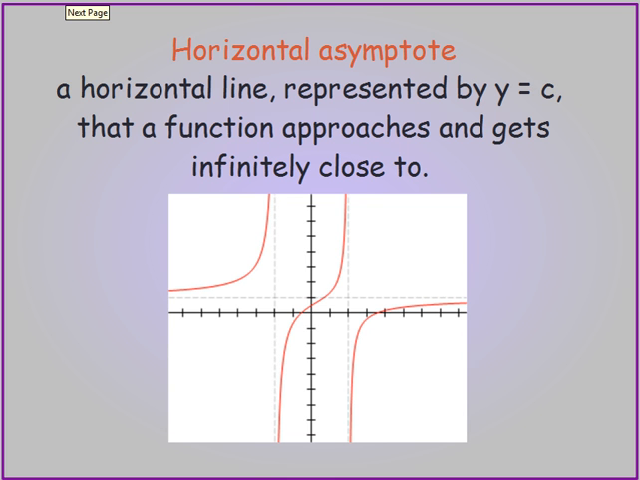So, obviously the difference between a vertical and a horizontal asymptote is this one's a horizontal line. Okay? Notice the equation. It's represented not by x equals, this time it's going to be y equals some constant. And it's the exact same thing. It's a function approaches and gets infinitely close to. So do y'all see it's the same picture as the last time. Is there a horizontal asymptote here? Yeah, you see it right here?